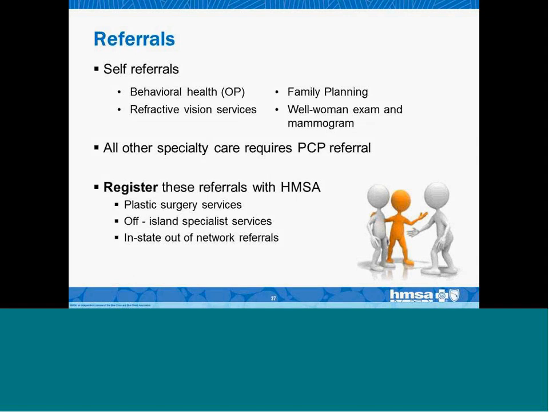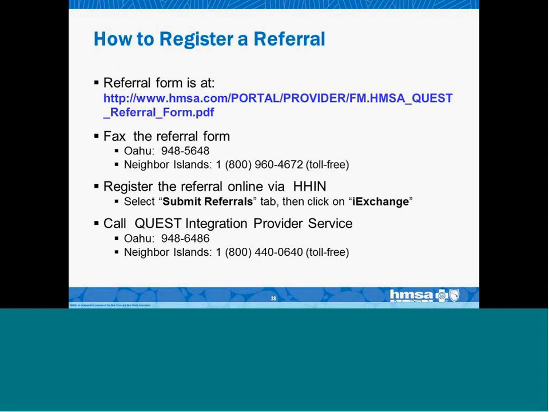Certain specialty services, such as those you see listed here, require the PCP to register the referral with HMSA. So those would include plastic surgery services, any off-island specialist services, as well as in-state, out-of-network referrals. Registering referrals may be done via fax, by registering services online using HHIN, or by calling Quest Integration Provider Service. If you're faxing a referral form, there is no need to mail a follow-up confirmation copy, and no additional supplemental reports are needed.